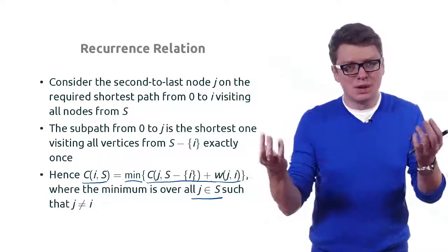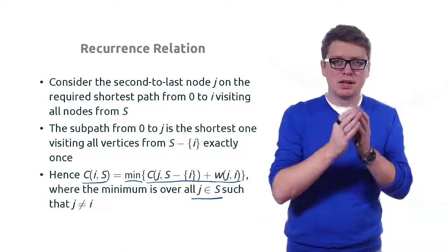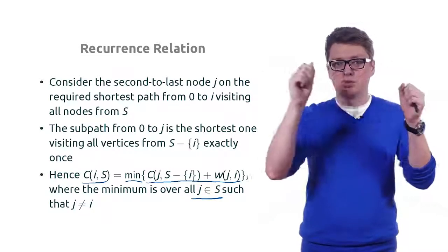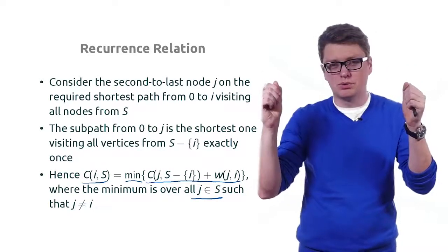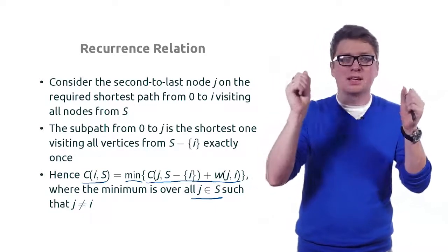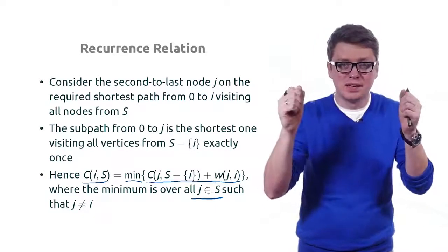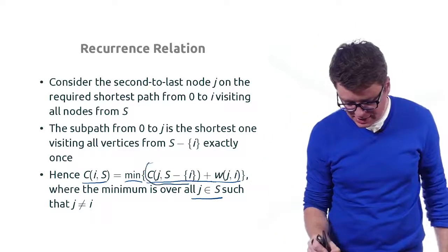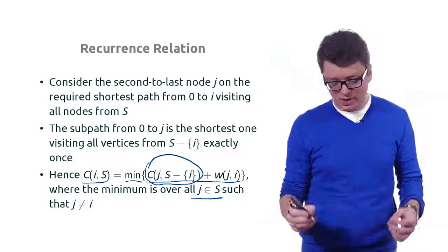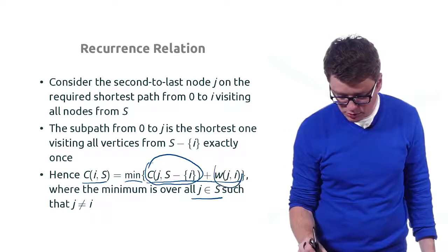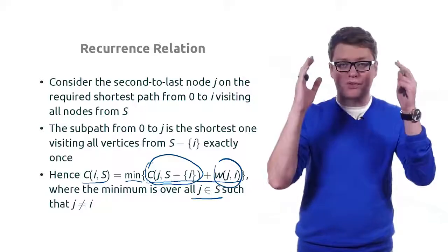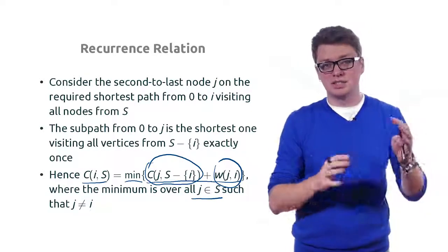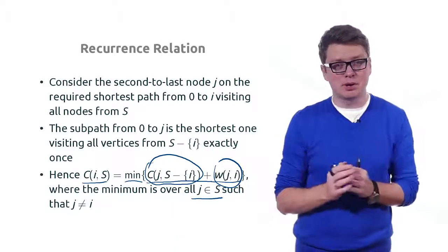And why is that? Well, just because if we have a path starting at 0 and ending at I and going through all the nodes of S, then if we consider its second to last node J, we are sure that this prefix is optimal, namely that its length is equal to this one, and the weight of the last edge, we know this, it is equal to W of JI. So the length of this path is equal to this sum. And this is a recurrence relation, and this is actually the heart of our dynamic programming solution.